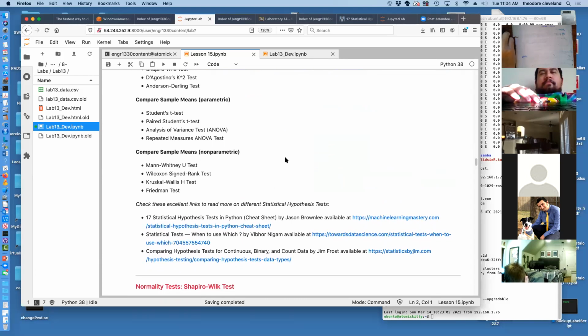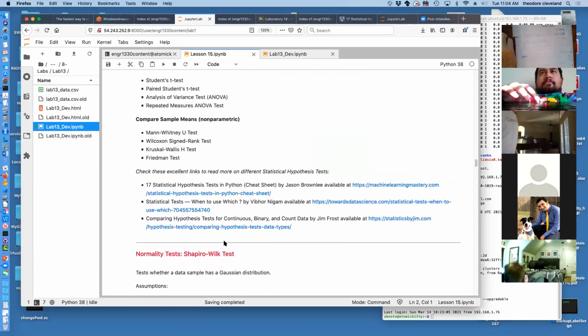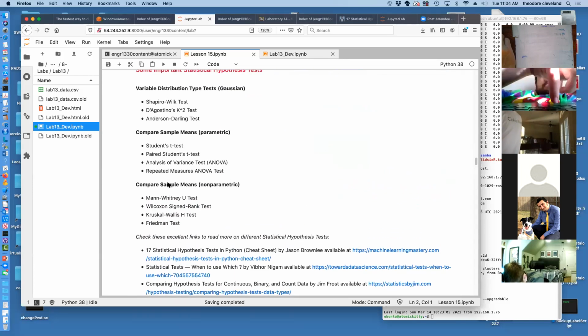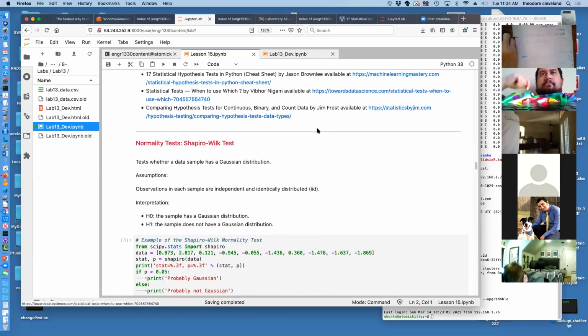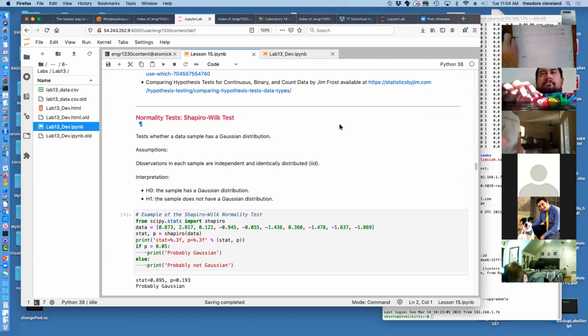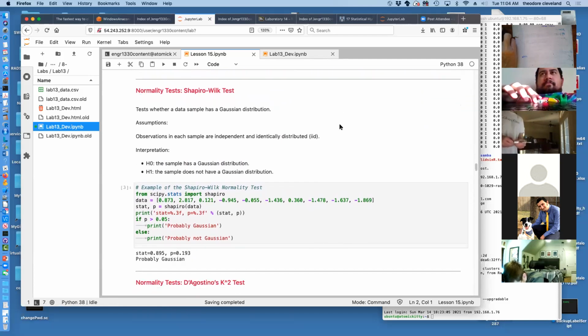So these links are excellent links in these tests, and you can read about these on your own. You get to explore some of them in class. Let's just work through this. I've got a few minutes left. Let's work through a few examples.